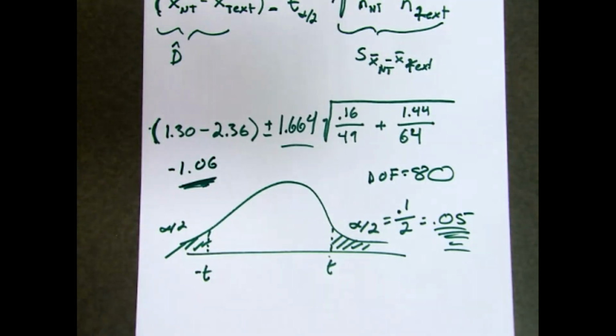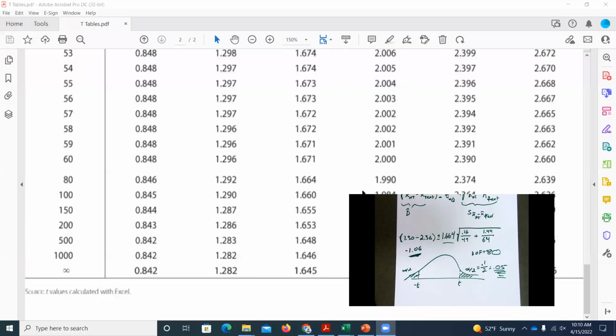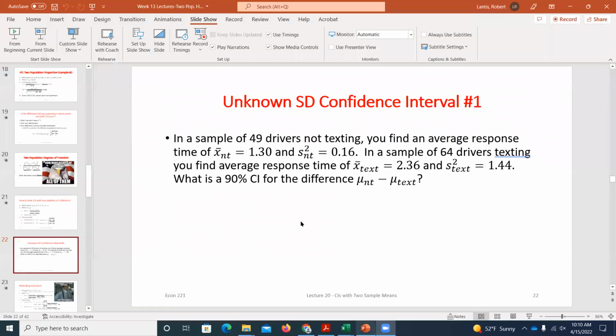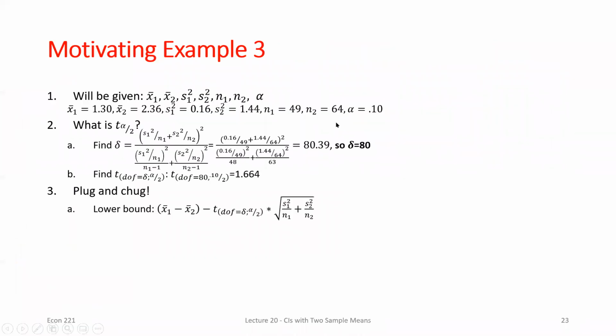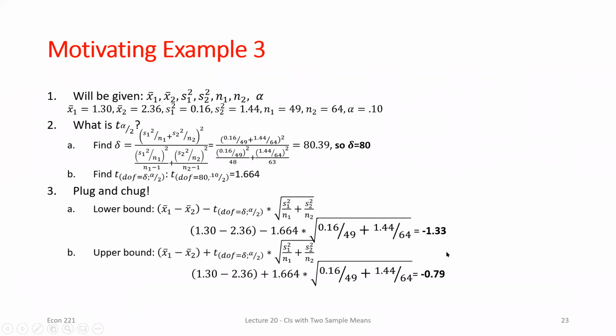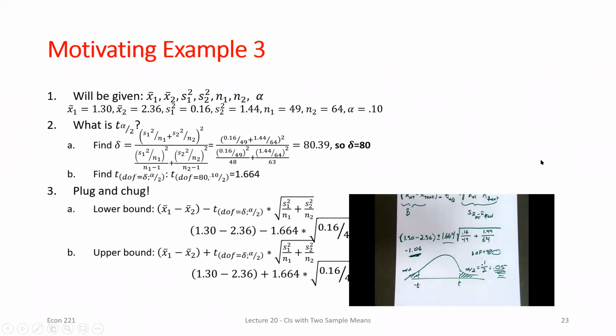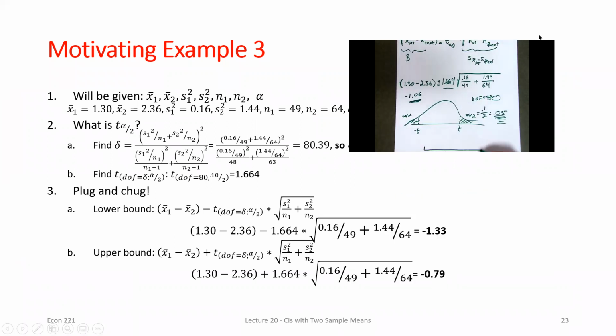So if I do that, I get negative 1.33 and negative 0.76. Okay. So how do we use this to make some interesting statements? So negative 1.33, negative 0.79.